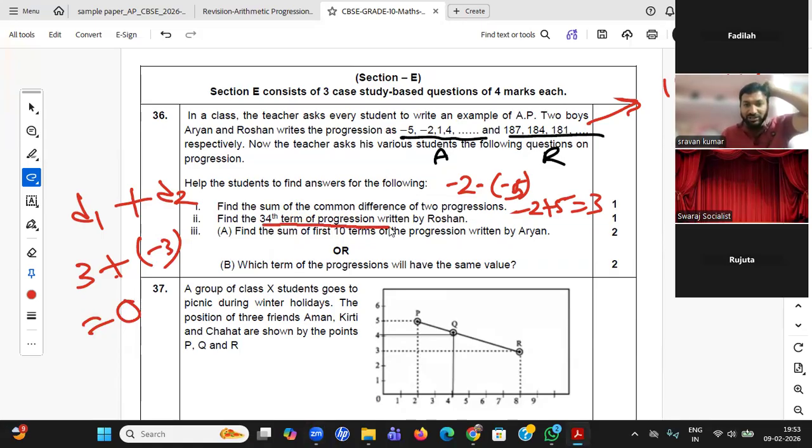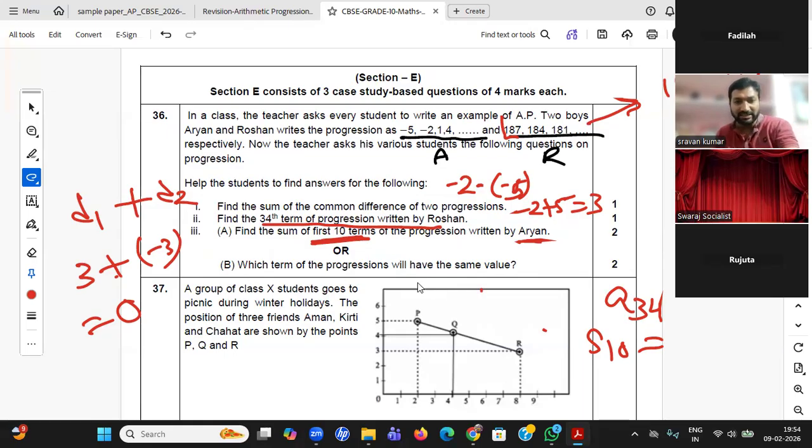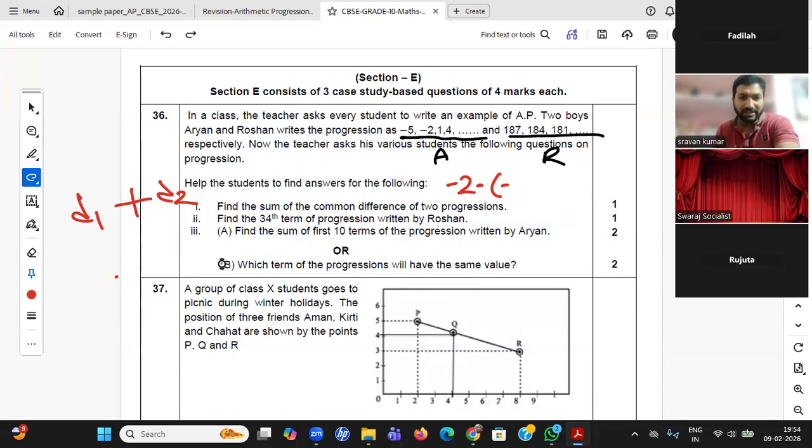Find the 34th term of the progression written by Roshan. So students, you should consider this sequence. A34 is being asked, no requirement to do it, we have done it 1000 times. Find the sum of the first 10 terms. There is no logic, S10, you can use the direct formula, but please ensure that you are doing it for Aryan. Aryan means this one. S10 is n by 2 into 2a plus n minus 1 into d. You can do it. Have that confidence now. We have done many questions. Which term of the progression will have the same value? Do the third bit, the B part, students. Only this question is required. Other questions are not at all required.